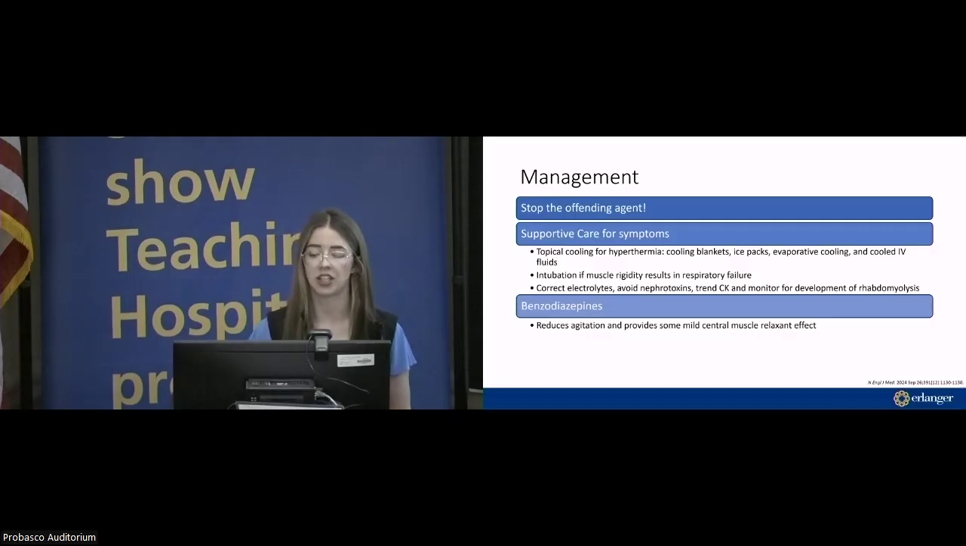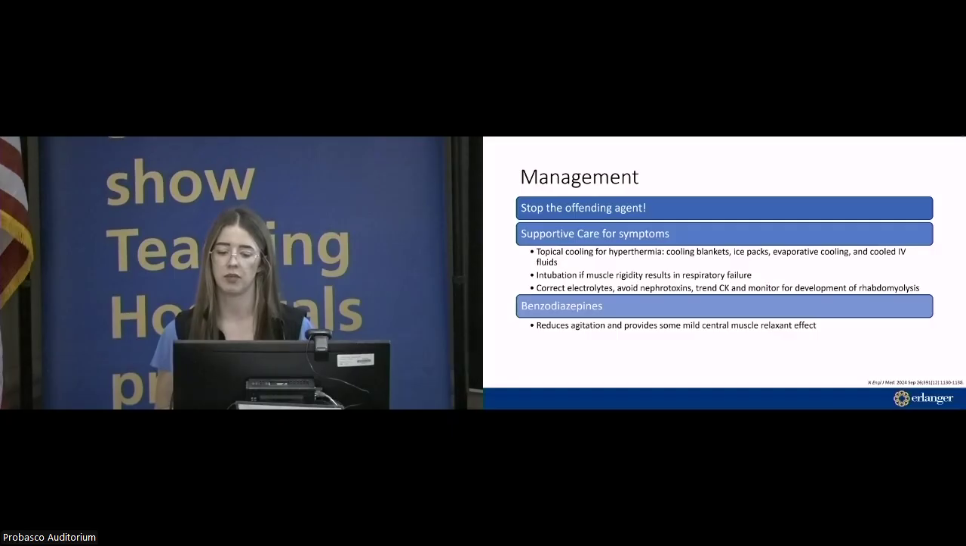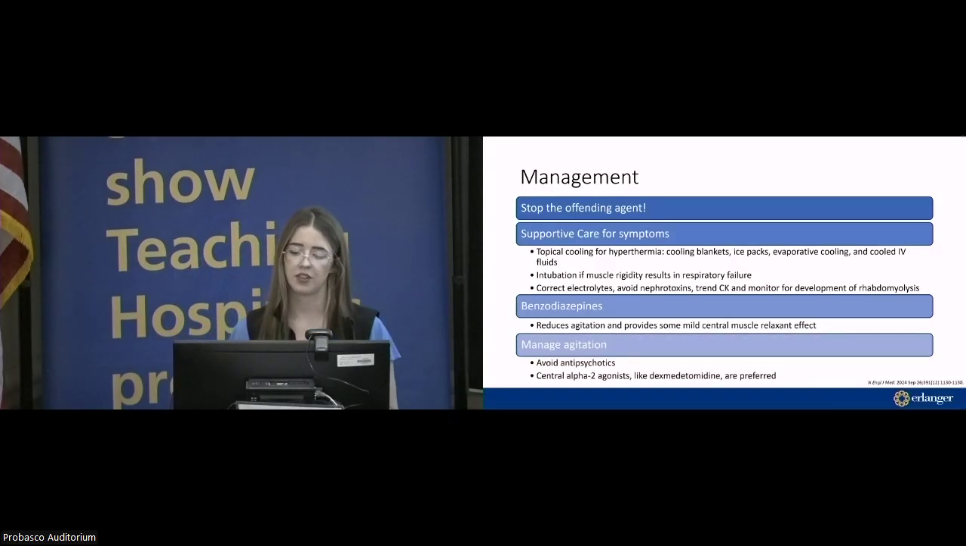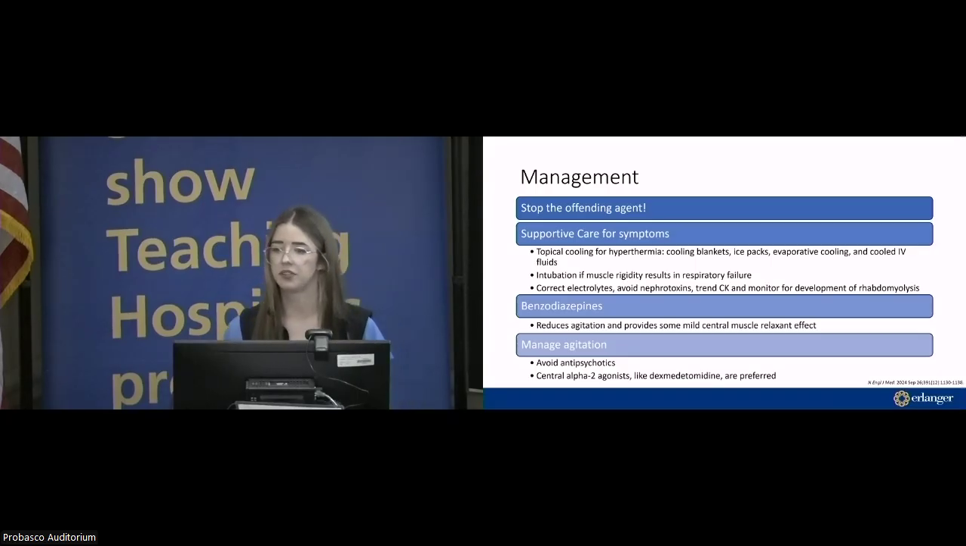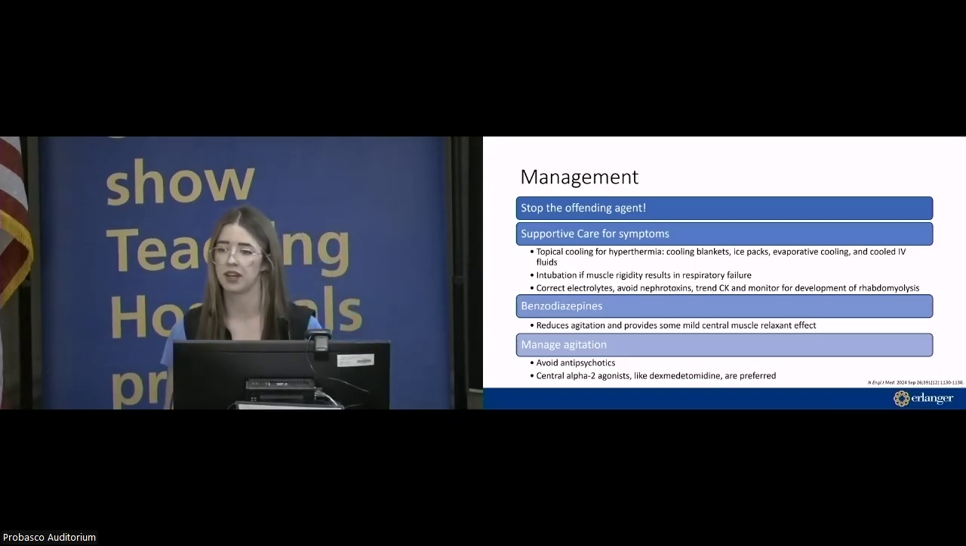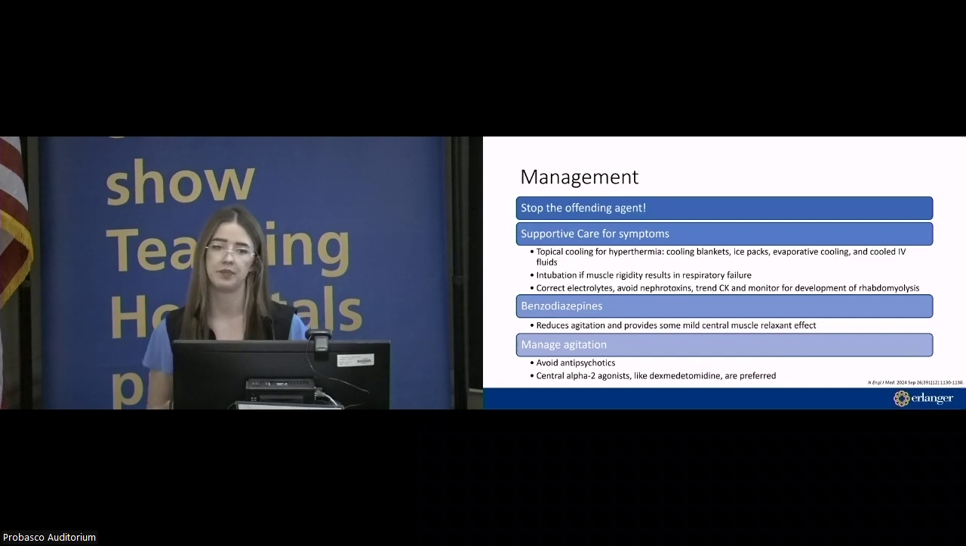Benzodiazepines are useful adjunct agents as they reduce agitation and provide a mild central muscle relaxing effect. And if the patient is experiencing ongoing agitation, you want to avoid additional antipsychotics. So central alpha-2 agonists such as dexmedetomidine are preferred because they provide sedation and sympatholysis without adding further dopamine blockade.